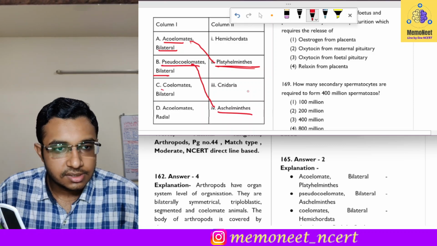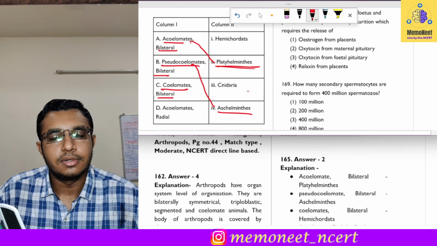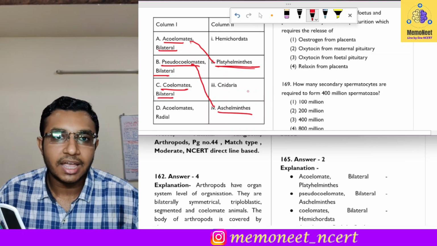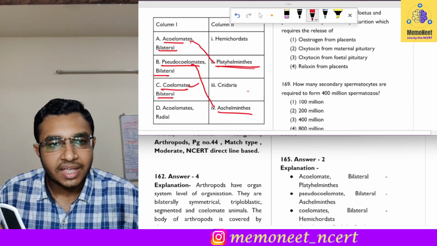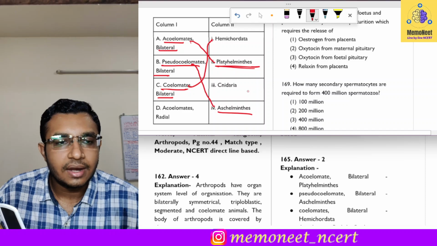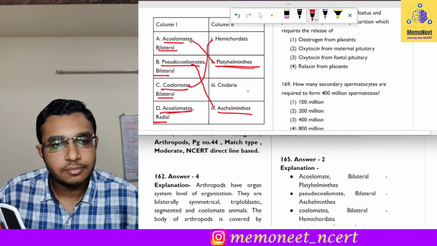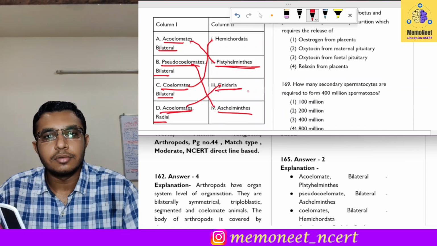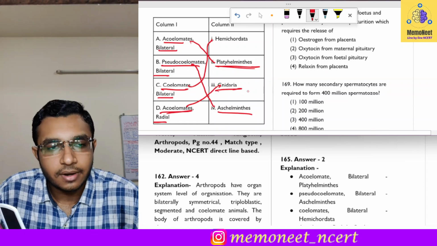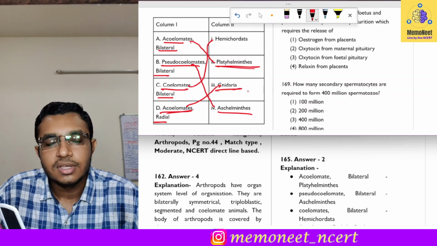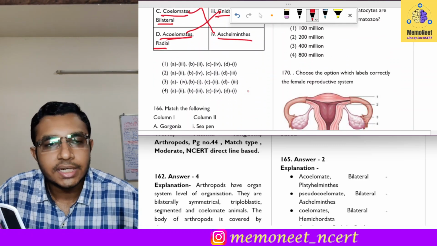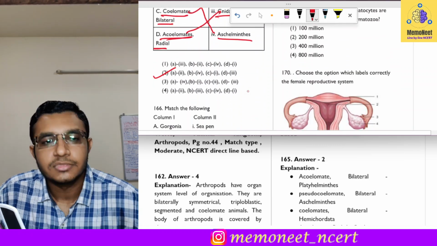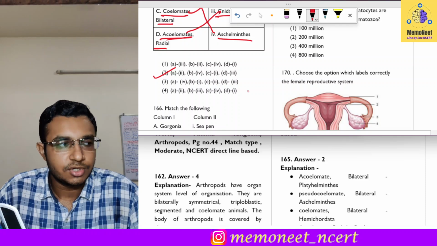Next is coelomates and bilateral symmetry. Okay, means the true coelomate and showing bilateral symmetry are the hemichordata. Okay, and the organism which are acoelomate and show radial symmetry are the Cnidaria. Okay, they belong to the phylum Cnidaria or Coelenterata. So D goes with 3. So which is the correct option showing the correct matching? It is option 2. So the correct answer of this question is option 2.